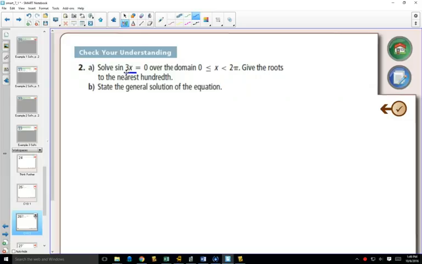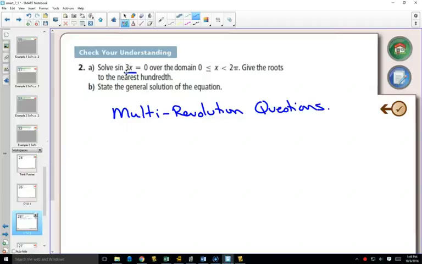I give these questions a name because sometimes if we give things a name, it's easier to remember how to do them. I call these multi-revolution questions. It's a multi-revolution question because instead of just solving, for example, in this one, normally we solve from 0 to 2 pi.